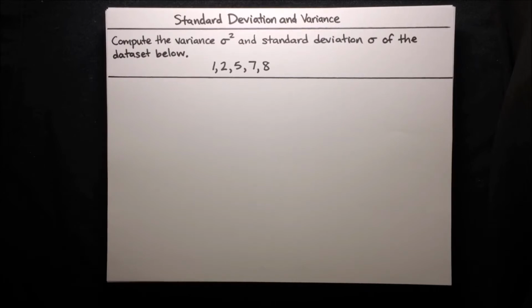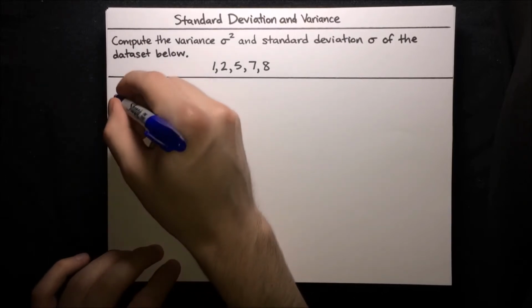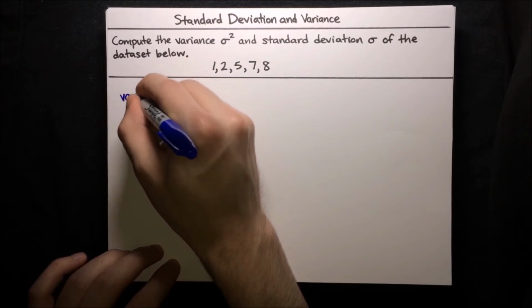Alright, so first of all, what are variance and standard deviation? Well, they're metrics on a dataset, and they measure the dispersion of a dataset. In other words, how spread out the data is. First of all, let's focus on variance. So this is what variance is.